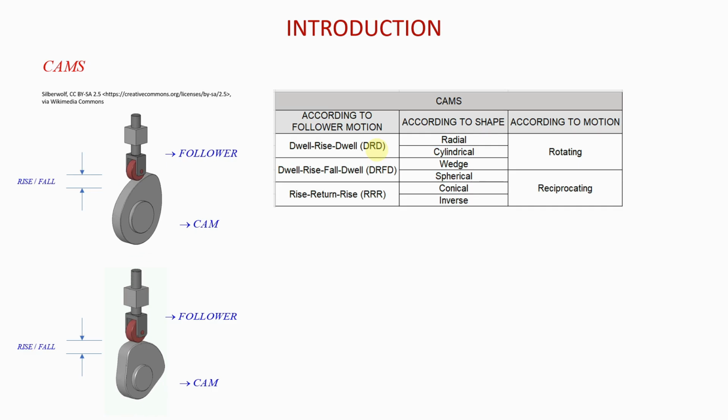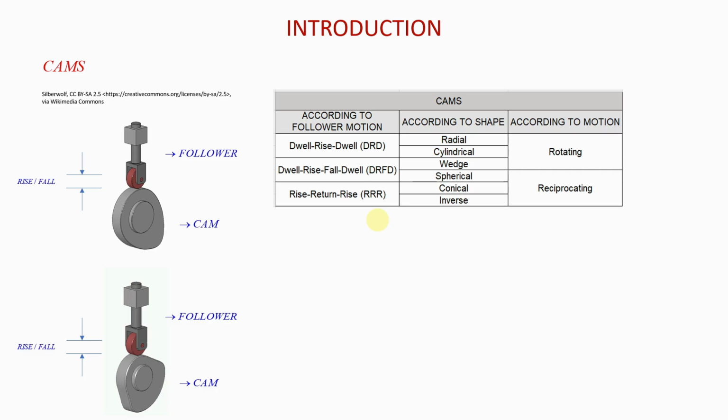Okay, but you also have cams that will cause the follower to dwell, rise, fall, dwell. Okay, and these will be the DRFD cams. Okay, they cause the follower to dwell, rise, fall, and then dwell. And then you will have cams that cause the follower to rise, return. Return here is the same thing as fall. Okay, and then rise. So if you have cams that cause followers to rise, fall, without any dwelling in between, then those are referred to as RRR cams. Okay, triple R cams, because they cause the follower to rise, return, rise, return. Okay, so triple R cams are the ones that do that. So we can also classify cams according to the motions of the followers.